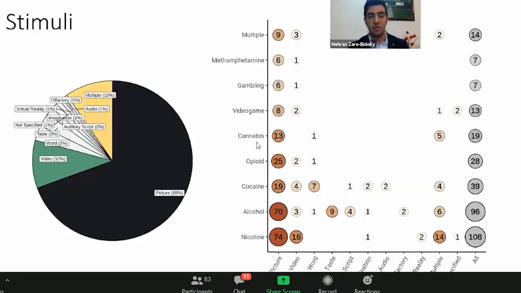Stimuli utilizing the fMRI scanner to induce reactivity among subjects were dominated by pictorial stimuli, around 69%, then videos, words, taste, auditory scripts, and others that you can see in the figure. You can also see that some types of stimuli were used specifically for one substance or behavior. For instance, taste was only used for alcohol.